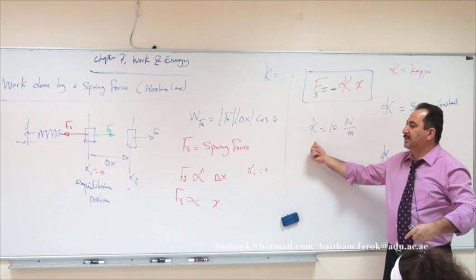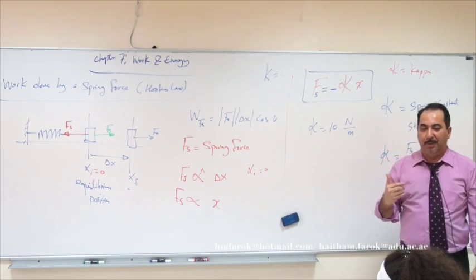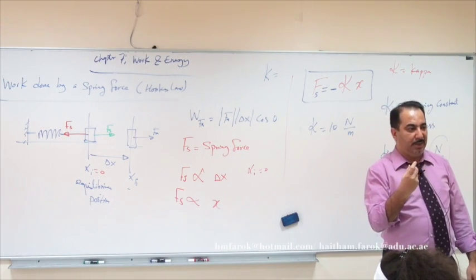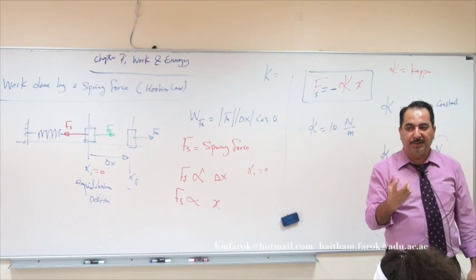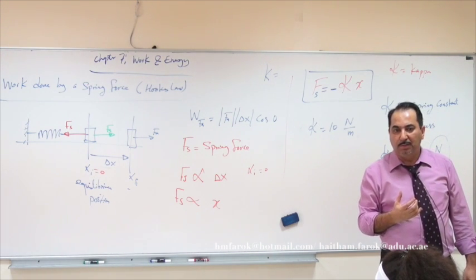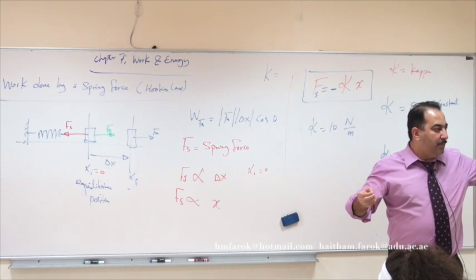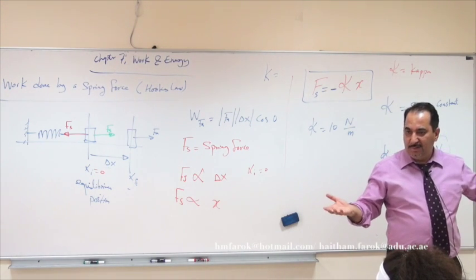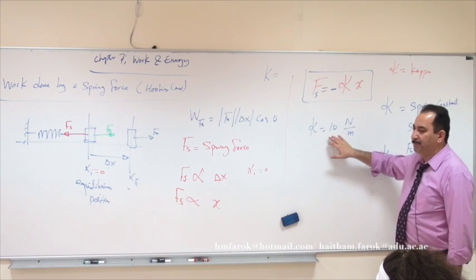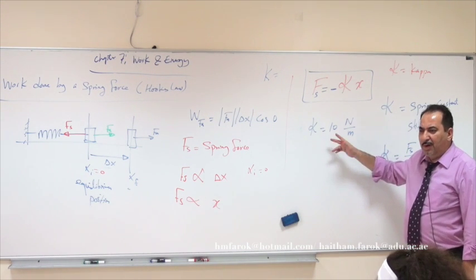Now, this spring, which has this kappa, is it a soft spring or a hard spring? Why hard? 10 Newton is enough to extend it by 1 meter. Soft? Kappa is low. Yeah? Do you know how much is 10 Newton?